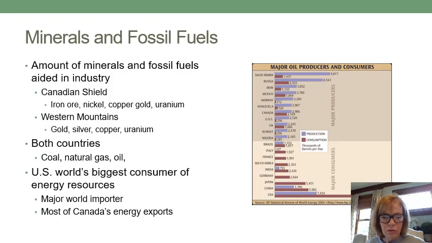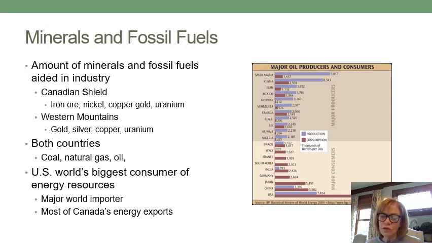All right, let's see, just a couple. Oh, this is our last slide. Another thing that we have too are a lot of minerals and fossil fuels, right? So the minerals, because of mountains, it's typical that you find a lot of minerals in mountains. We have iron ore, gold, nickel, copper, silver. Some of the greatest reserves, the Comstock lode, one of the greatest silver finds in the history of the world, was here in the United States. Right? So both countries have coal, natural gas, and oil.